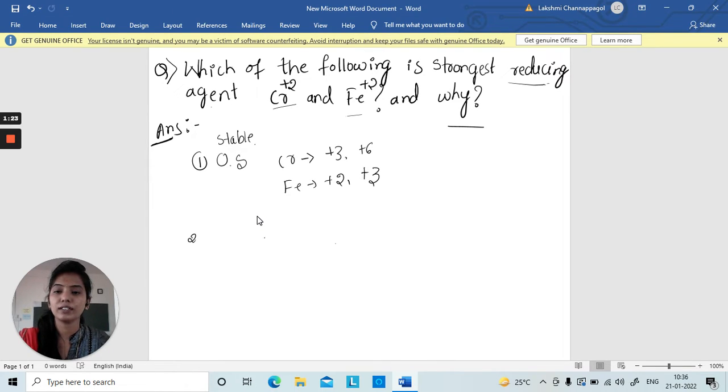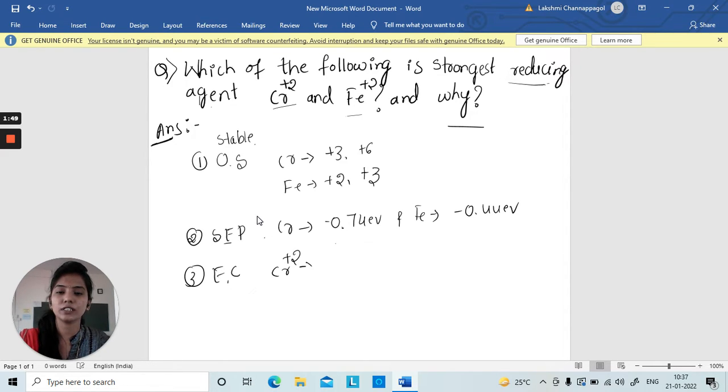This is one factor, and the second factor is standard electrode potential. The standard electrode potential of chromium is minus 0.74 eV, and of Fe is minus 0.44 eV. This is the second factor, and the third factor is electronic configuration, EC. When we write the electronic configuration, Cr plus 2 will have a d4 configuration, and Fe plus 2 will have a d6 configuration.